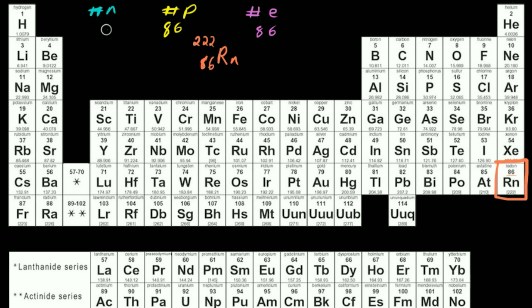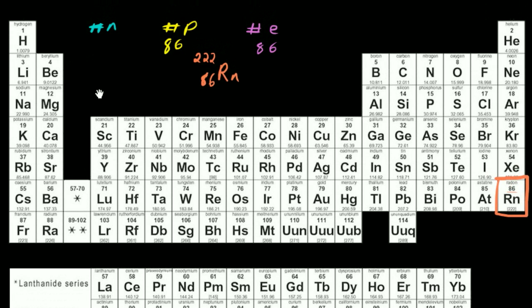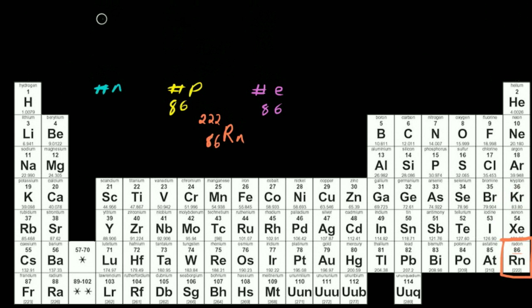And now for the number of neutrons. How do we figure out how many neutrons we have? Well, we know that our mass number is going to be the number of protons plus the number of neutrons. So we can write out a little bit of algebra. Our overall mass number is going to be equal to the number of neutrons plus the number of protons.